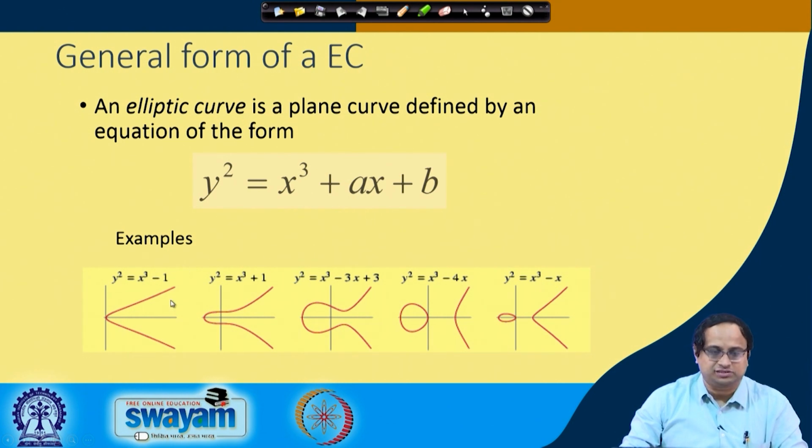It would be a fun exercise to plot these curves and see how they look. You can see sometimes this lobe is separated from this part, sometimes it is connected as well. It is very interesting to see how the curve varies depending upon the choice of a and b. One thing you should always keep in mind is that this is not a continuous curve if you define it over finite fields. In that case, these are discrete points.